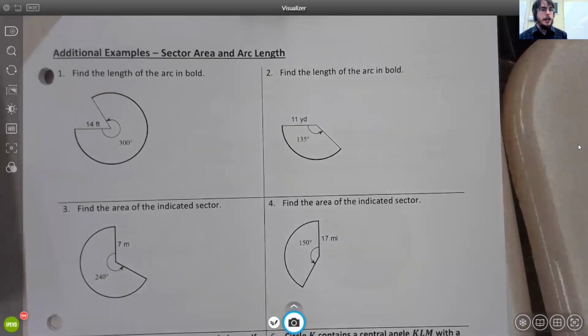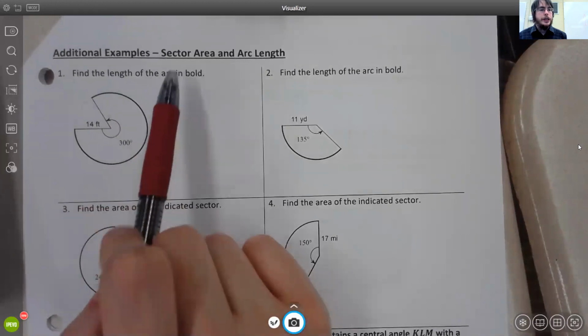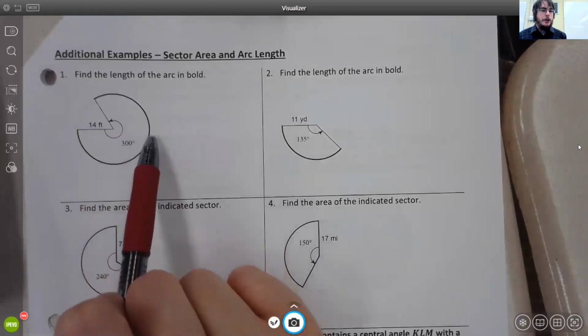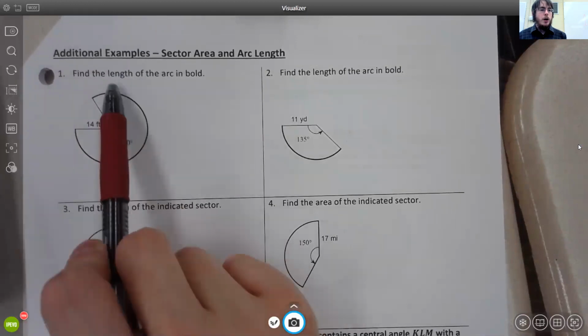This time we're going to be working out some additional examples on sector area and arc length to prepare you for the worksheet that is posted today. So let's look at number one. It says to find the length of the arc in bold. So it's talking about this arc here, this major arc here. Now it wants us to find the arc length.